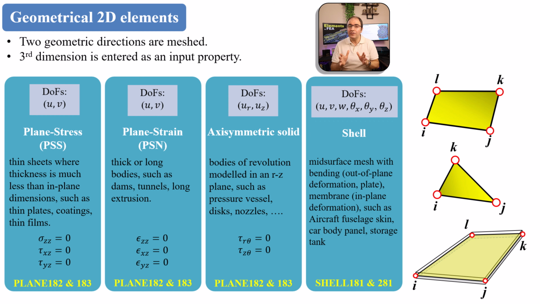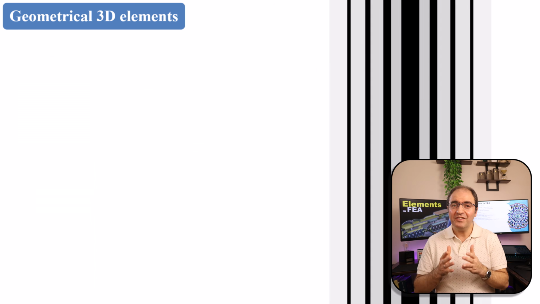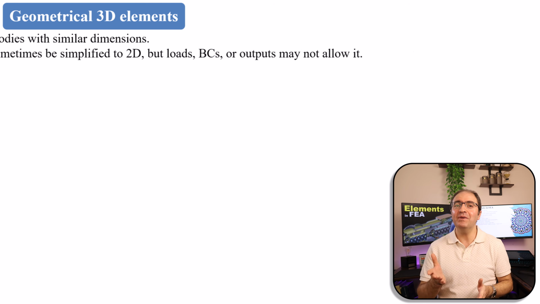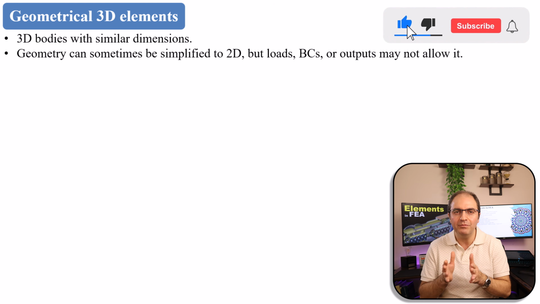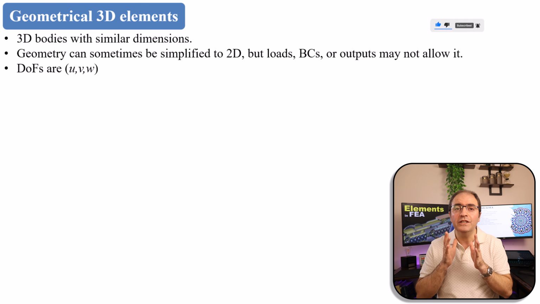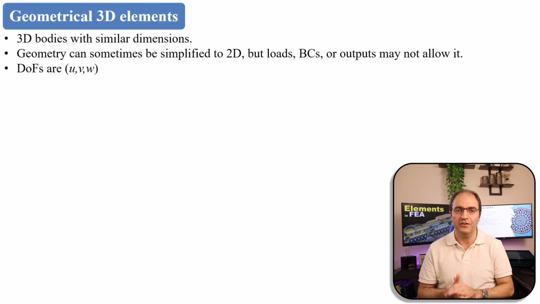They can model both in plane, that is called membrane behavior, and out of plane behavior. A special attention is needed when surface bodies meshed with shell elements are in contact with other parts. We will cover this in future sections. Next, we cover 3D elements. 3D elements are used when all 3 geometric dimensions are comparable and must be meshed in full. The degrees of freedom per node are only U, V, and W, just translations, no rotation.